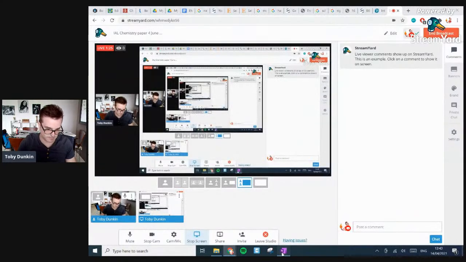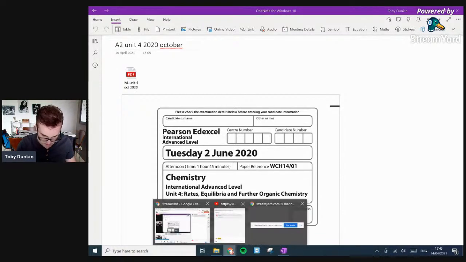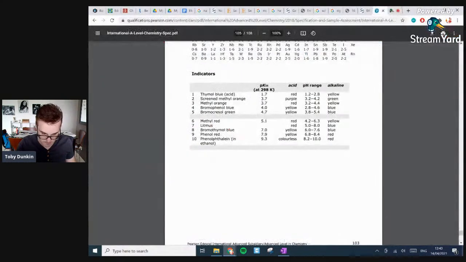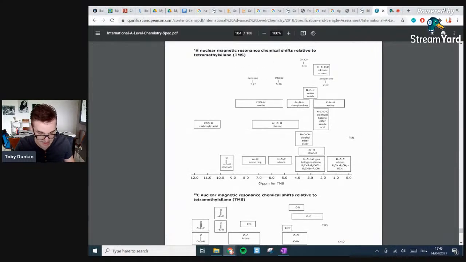Okay, so I'll change my tablet into tablet mode. There we go, go to the keyboard. Got my little fan set up, mostly good to go. Got my calculator on standby. I've also got the data booklet that's going.